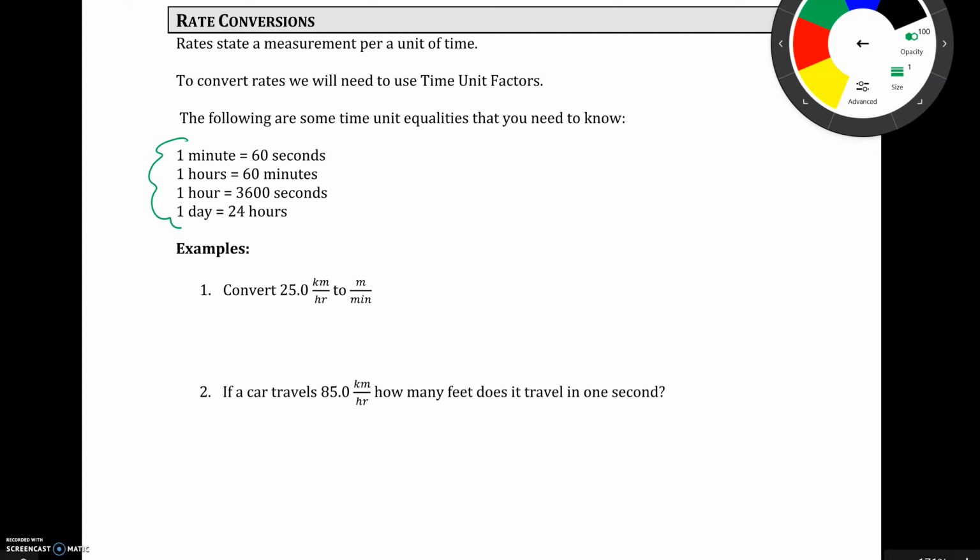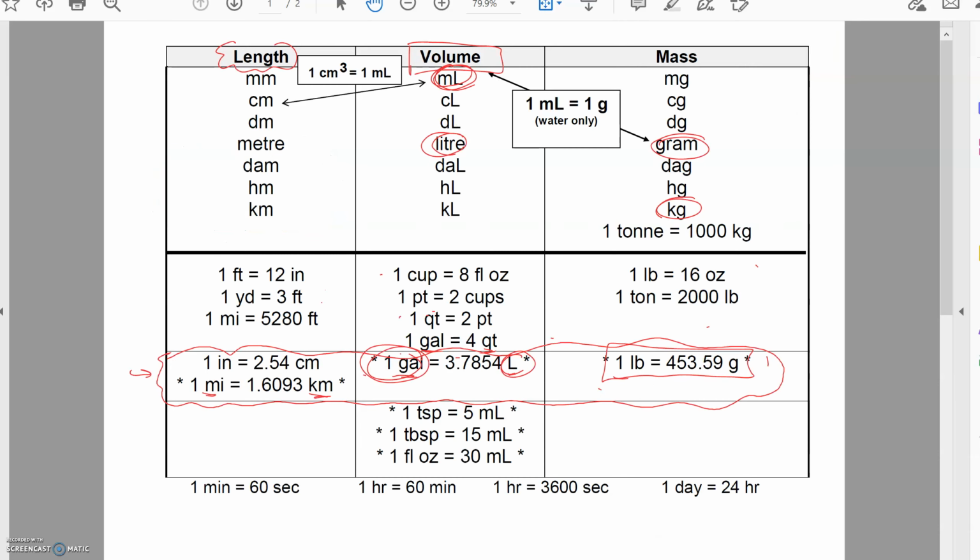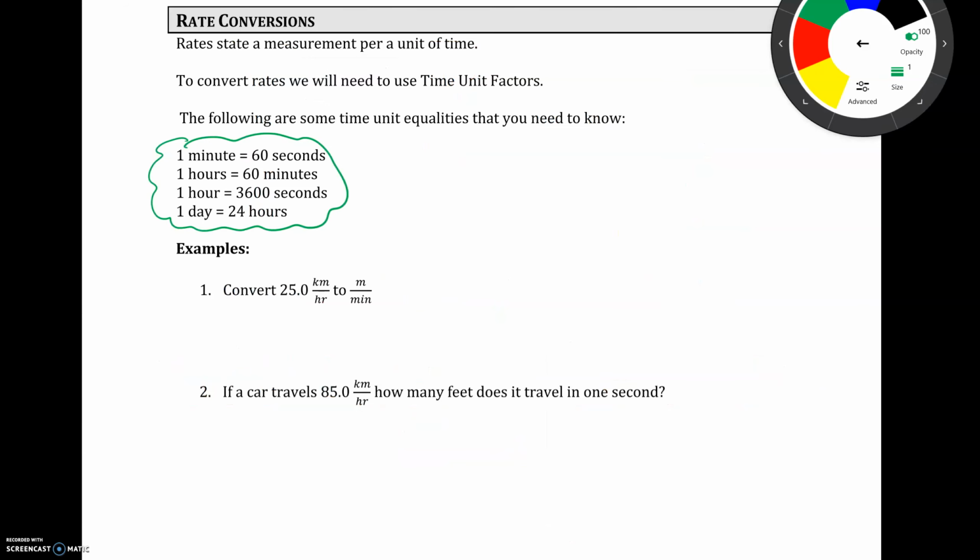Some equalities that you need to know are a minute is 60 seconds, an hour is 60 minutes, an hour is 3600 seconds, and a day is 24 hours. All of these are also included on your conversion sheet at the bottom should you need to look them up at any point. So let's get on to the first example.